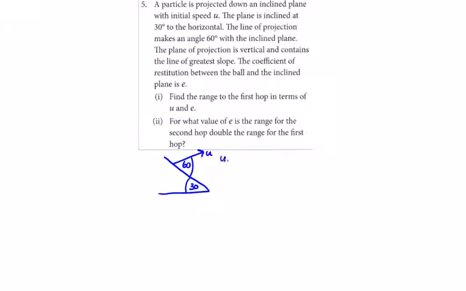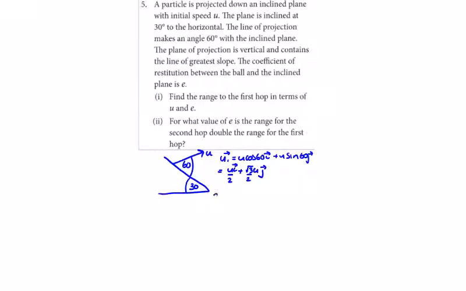So our initial vector is going to be u cos 60 in the i direction plus u sin 60 in the j direction, which is equal to u over 2, since cos 60 is a half, plus root 3 over 2 u in the i and j directions.